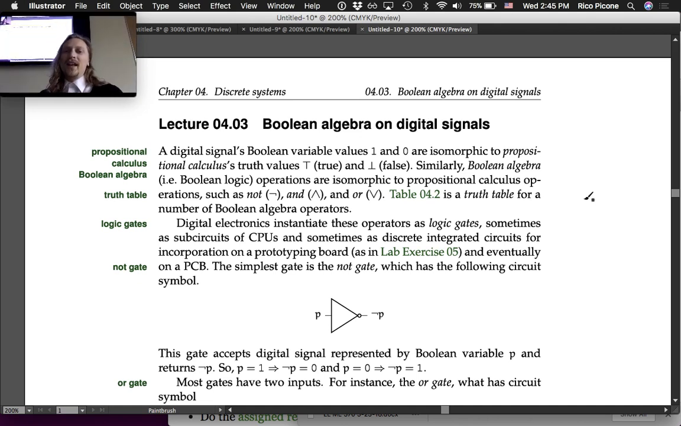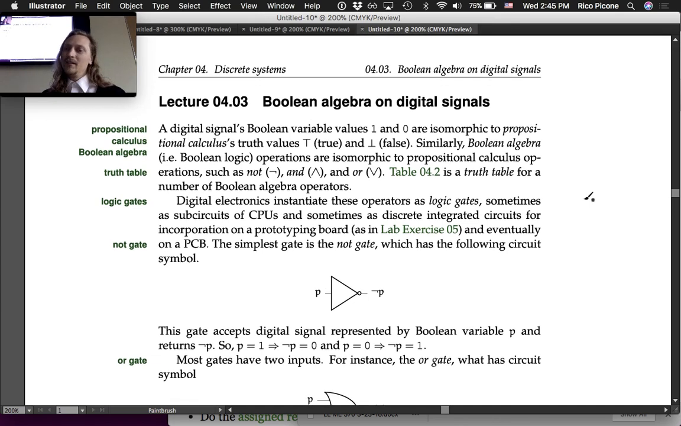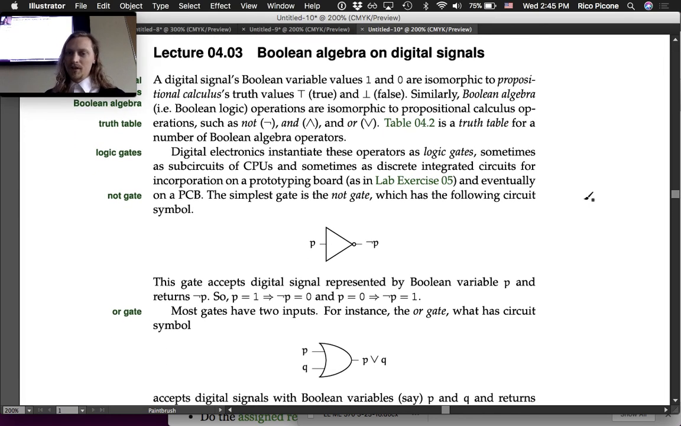The simplest gate is the NOT gate, which has the following circuit symbol. It performs the NOT operation. P goes in, not P comes out.